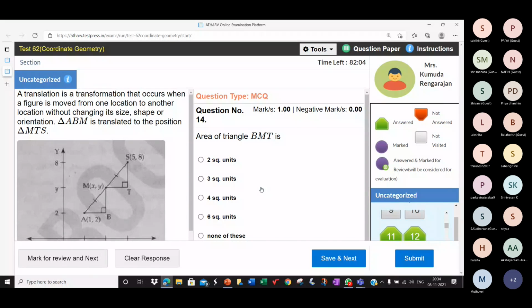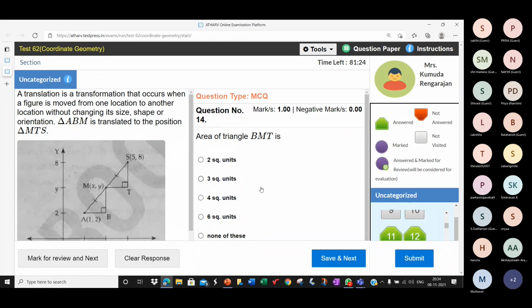Area of triangle BMT. Actually, we don't see a triangle there. So if you join BT, we can find the triangle BMT. So you don't have to join, just find the area of the triangle BMT. Three square units, ma'am.